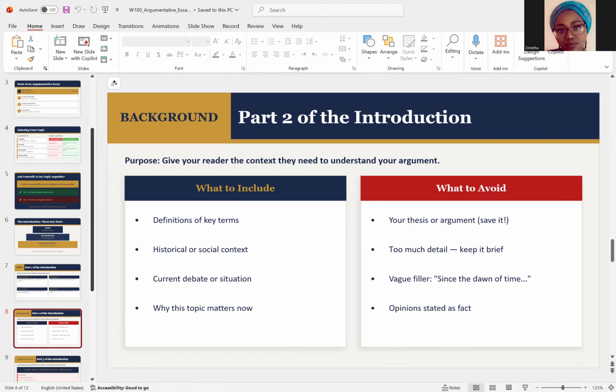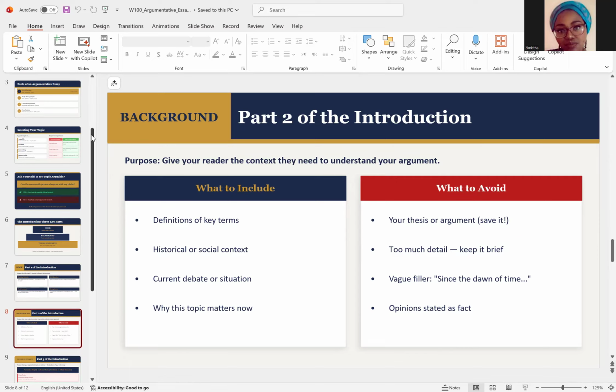Okay, so for this week, we are looking at the argumentative essay. Last week, if you guys remember, we did two things. We looked at what is the writing process. That was just to help you understand how the writing process works. And then after that, we looked at an overview of the argumentative essay.